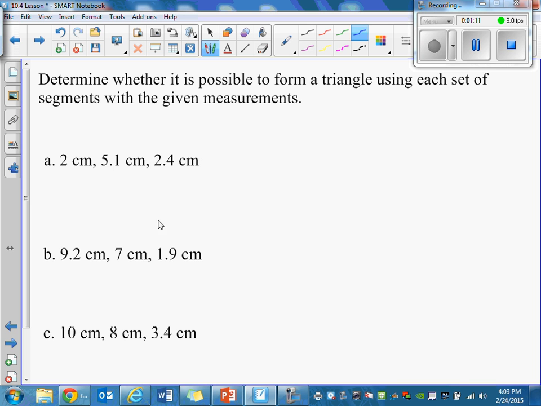So let's look at some problems here. This tells us to determine whether it is possible to form a triangle using each set of the segments with a given measurement. So the first thing you're going to want to do is pick out your two smallest sides. Add them together. 2 plus 2.4 is 4.4, and then compare that to the third side of the triangle. So 4.4 is less than 5.1. So this does not make a triangle because the two sides together need to be greater than the third side.